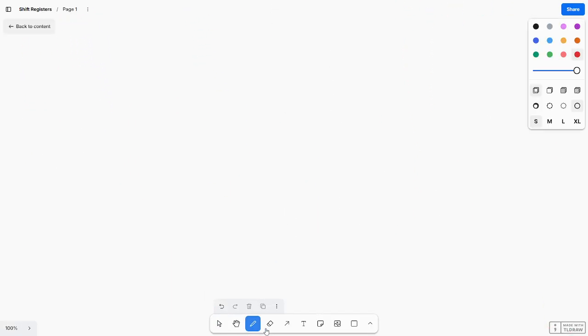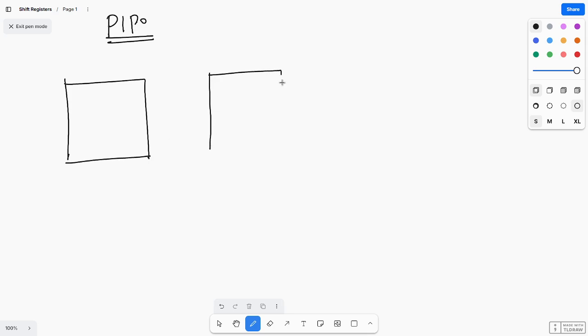Next is the last one. What is that? PIPO, parallel in parallel out. PIPO means parallel in, parallel out. So here also we are using 4 D flip-flops.